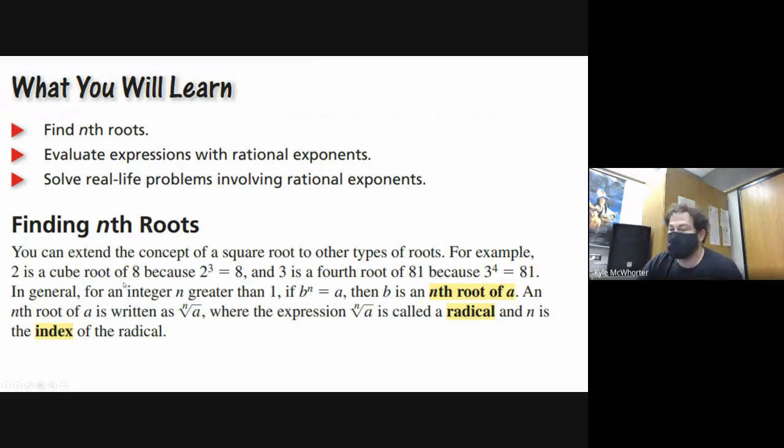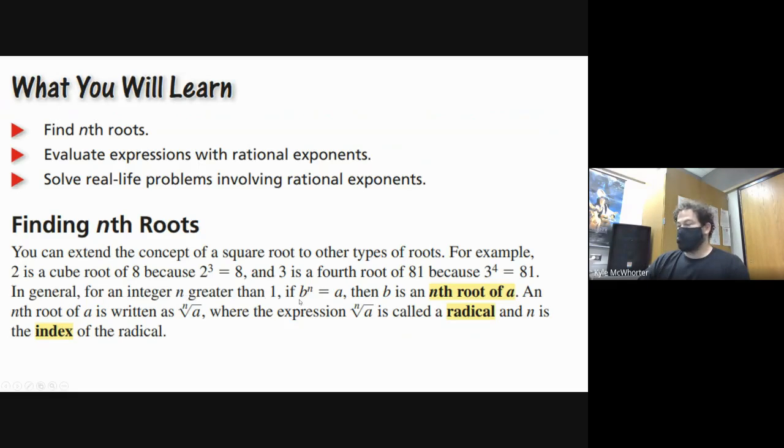So we can extend the concept of a square root to other types of roots, like we just saw with 2 to the third power being 8, and then 2 is a cube root of 8, right? Because 2 cubed is 8. 3 is a fourth root of 81 because 3 to the fourth power equals 81. And one thing that we're going to do to make this a little bit easier to keep track of is make a chart of powers that will make it easier to go back and forth between powers and roots.